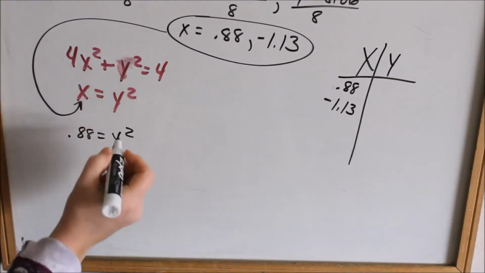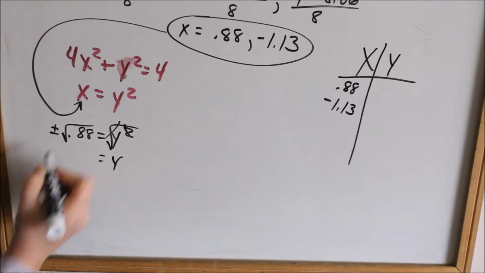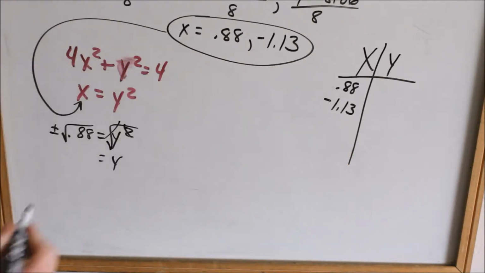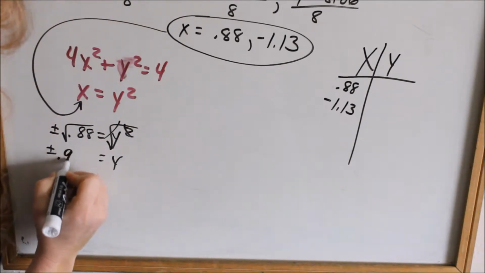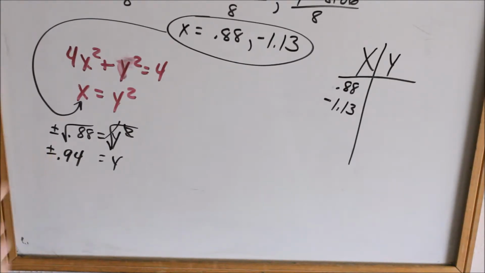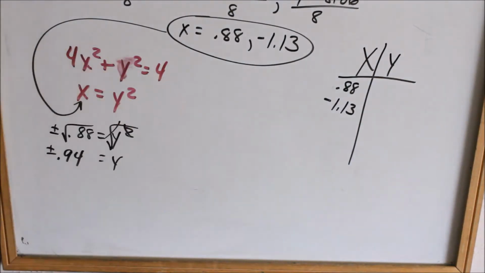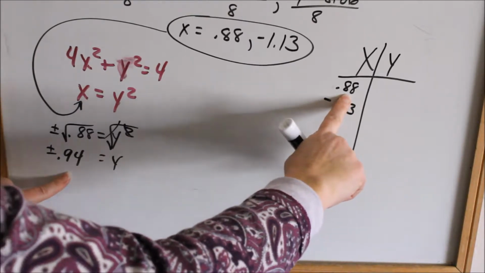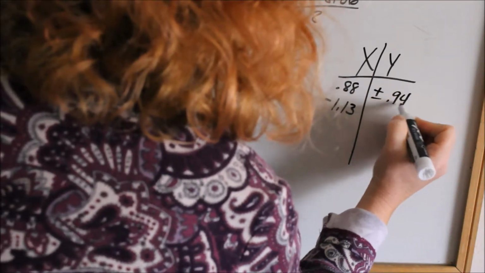How do I solve for y? I take the square root of both sides. So this becomes y, and then you put a plus or minus. The square root of 0.88 is plus or minus 0.938, which I'm going to round to 0.94. Okay, going to leave that solution there for a second. In my chart, I can say when x equals 0.88, then I got plus or minus 0.94.